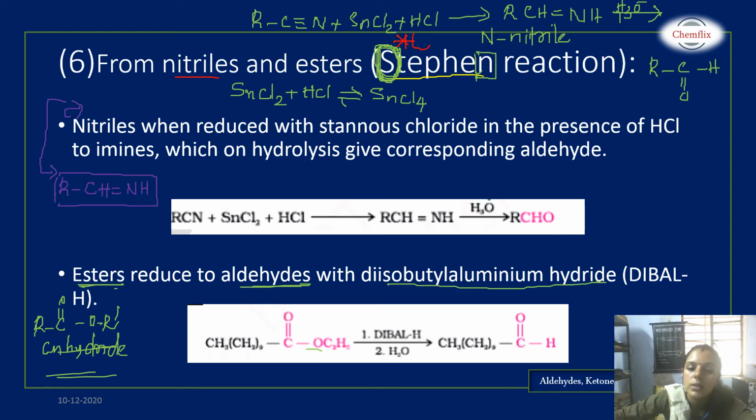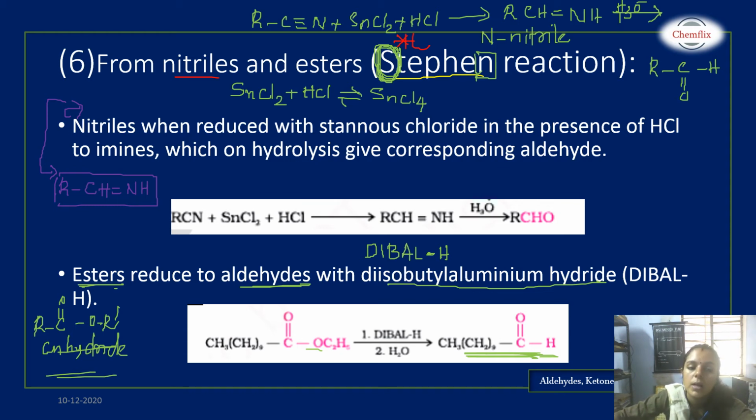This is a reducing agent. How to study this? Diisobutyl aluminium hydride, DIBAL-H, which is a reducing agent. It reduces this ester to aldehyde. So that's all from this.